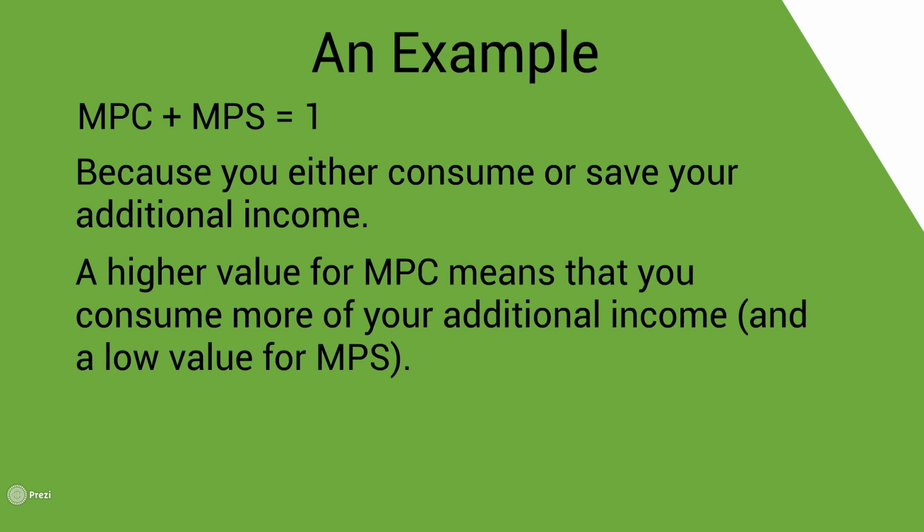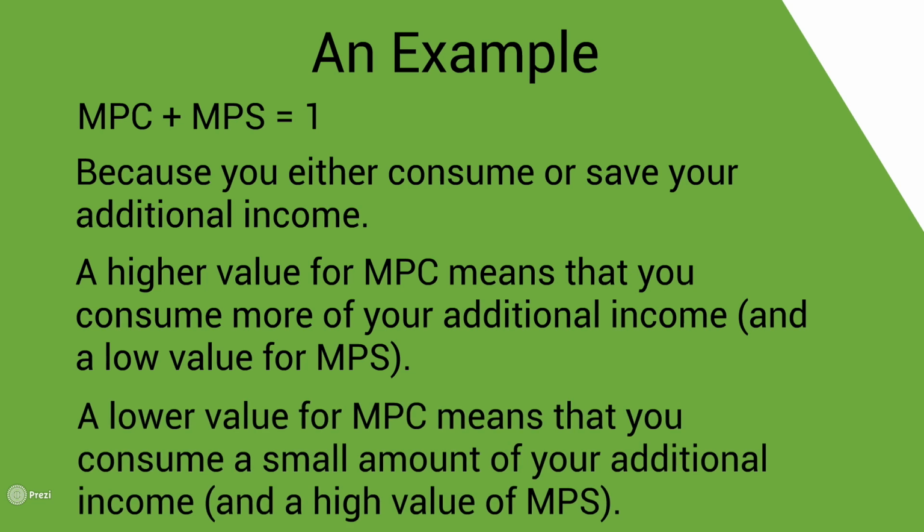A higher value for MPC means that you consume more of your additional income. If you have a higher value for MPC, it means that you have a low value for MPS. A lower value for MPC means that you consume a small amount of your additional income. If you have a low value of MPC, it means you will have a high value of MPS.